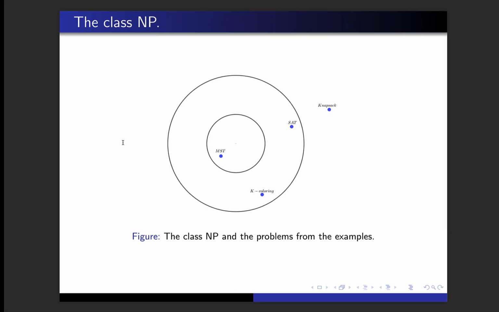So I hope this picture gives you a good sense of what the class NP is. The next question is how we identify difficult problems in this class. How we identify, for example, that the problem MST is actually not so hard to find a solution. We actually saw polynomial time algorithms to solve this problem, but maybe other problems are very hard. How do we define a hard problem in the class NP?